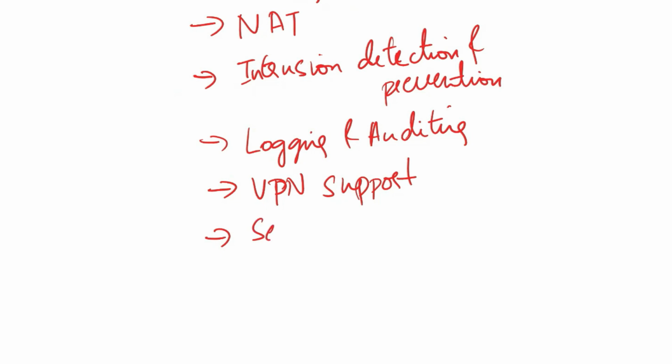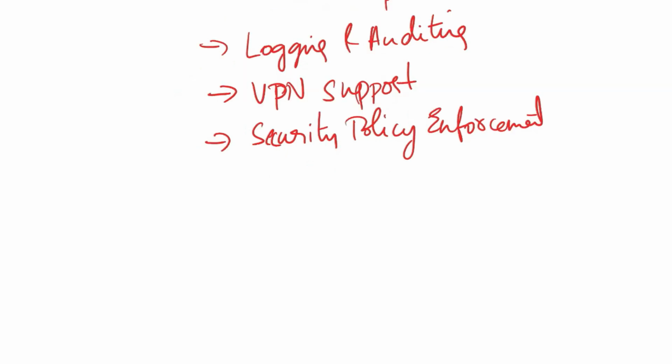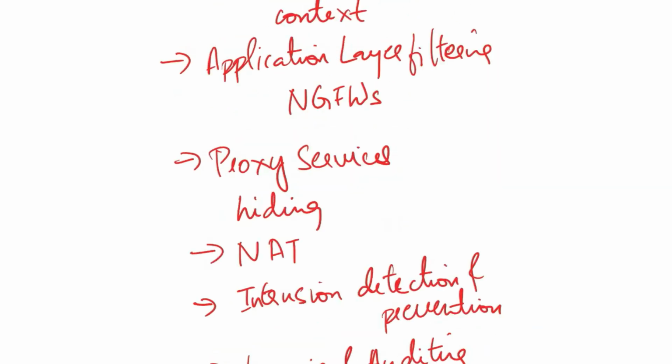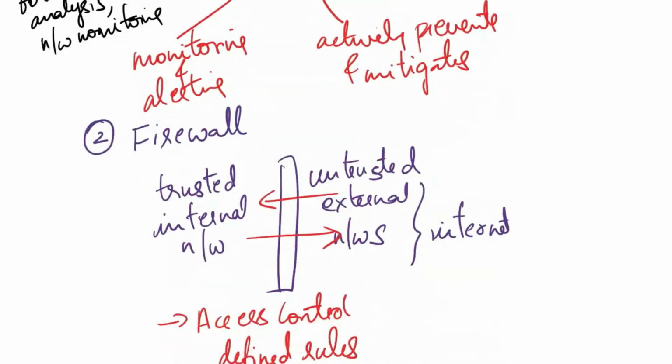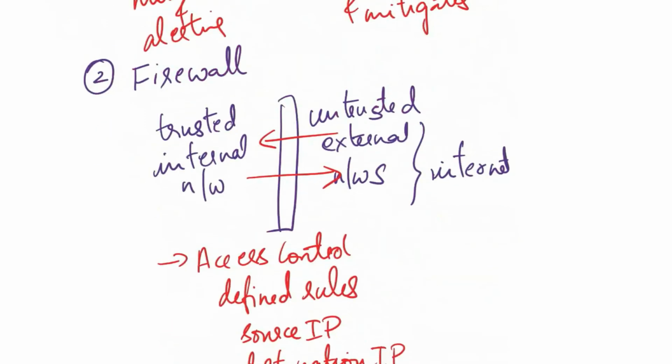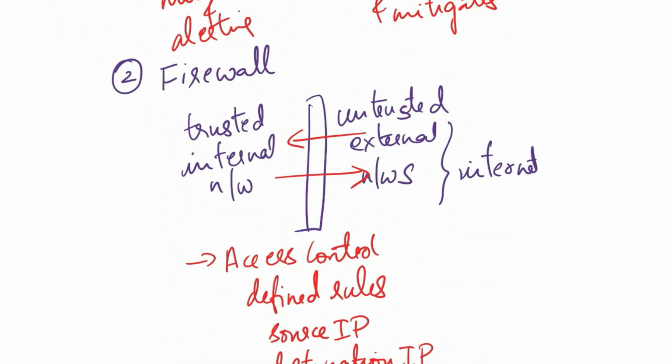Next one is security policy enforcement. Firewalls play a crucial role in enforcing an organization's network security policies, ensuring that the network operates in compliance with these policies. So in summary, firewalls act as a critical barrier in network security, controlling the flow of traffic in and out of a network based on defined rules.